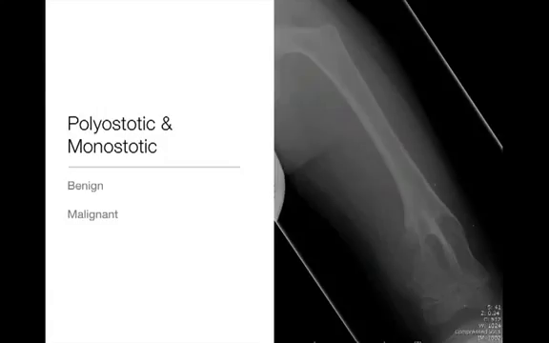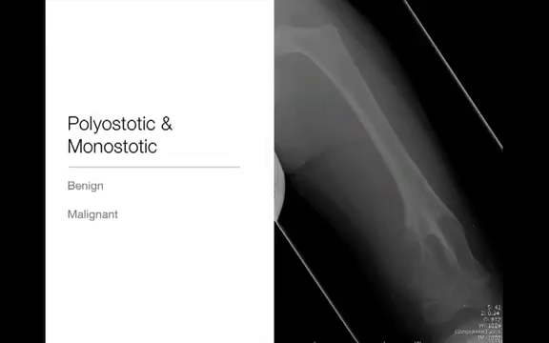Also, however, when you see a polyostotic lesion, you're going to have a separate differential diagnosis, because it's a limited list of things that are liable to give you a polyostotic lesion. So we'll go through both benign and malignant processes that will give you polyostotic tumors. We can really break these down into whether they're benign or malignant.